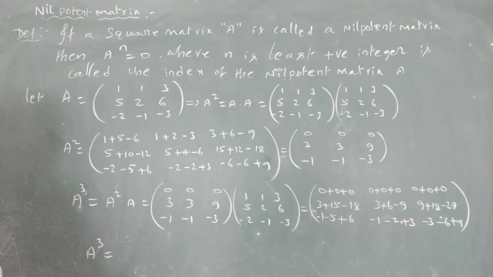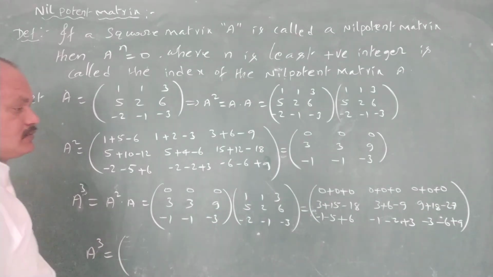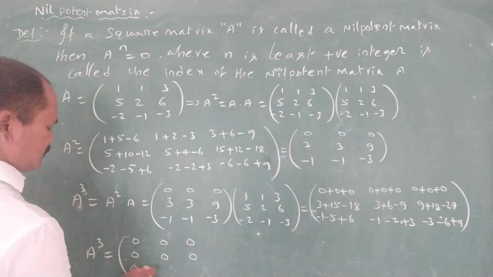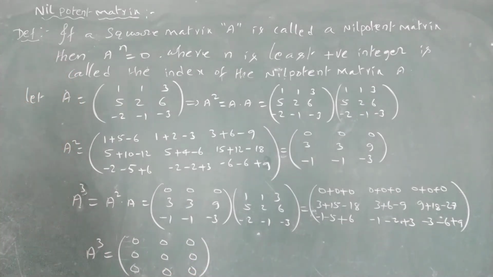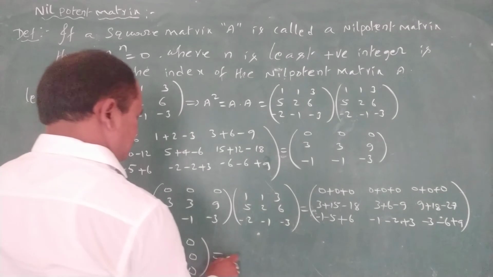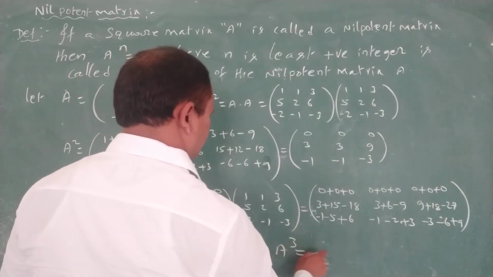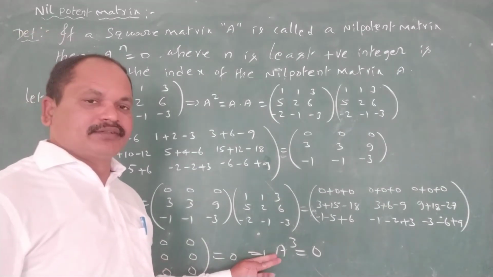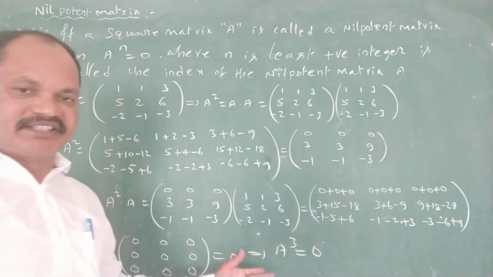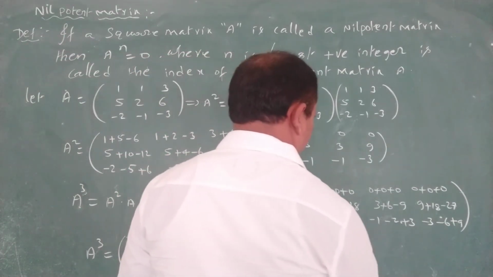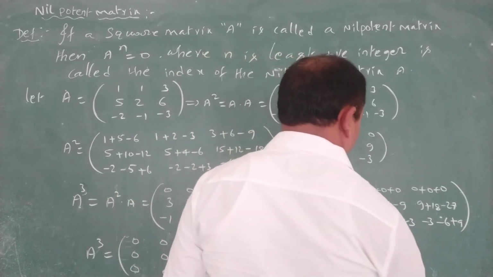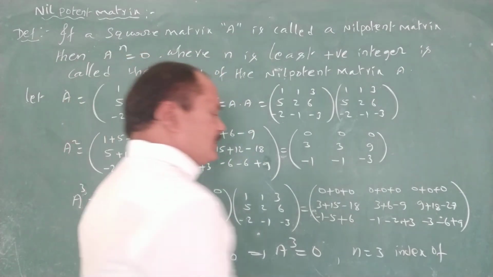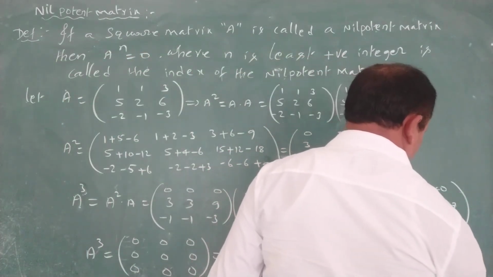Then A cube is equal to 0, 0, 0, 0, 0, 0, 0, 0, 0. That's why it is a null matrix. It represents O. That's why A cube is equal to null matrix. That's why here the index of this nilpotent matrix is 3. That's why n is equal to 3. Index of the nilpotent matrix A.